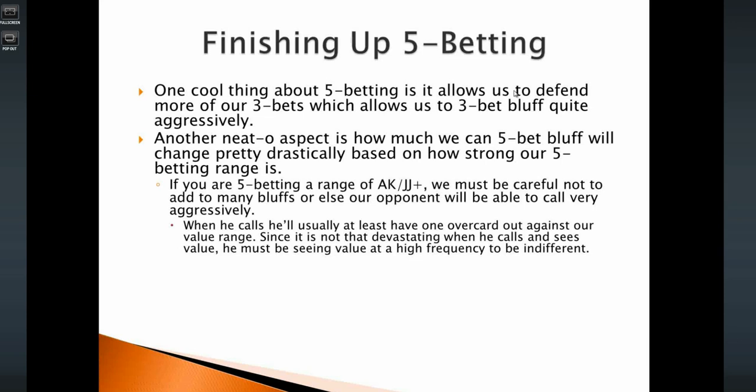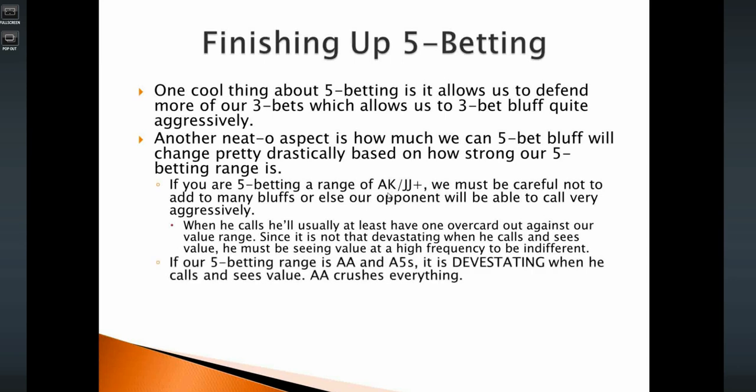So in other words, when you call with a bluff catcher and my value betting range consists of this ace-king and jack stuff, it's not that bad. It's bad, but it's not awful because my value 5-bets weren't that awesome. If my 5-betting range is aces and ace-5 suited, it's devastating when you're called and see value. Aces crush everything. So if you're facing a 5-bet from me, and you know I either have aces or air, even if I have air a lot, you might say, I still don't think I can call this, because even when Matt has ace-5 suited, if you call with pocket jacks, I still have a good chance of outdrawing you. Whereas when I have aces and you have jacks, your odds of outdrawing me are very, very slim.